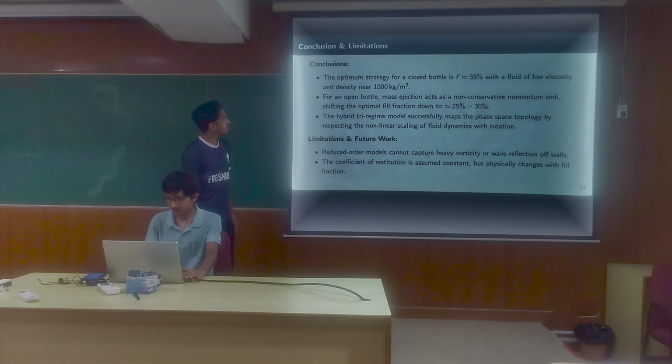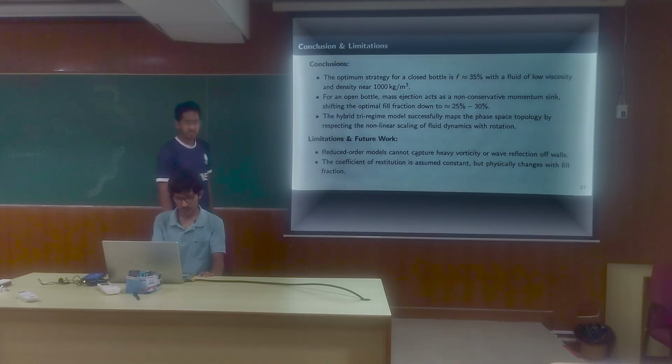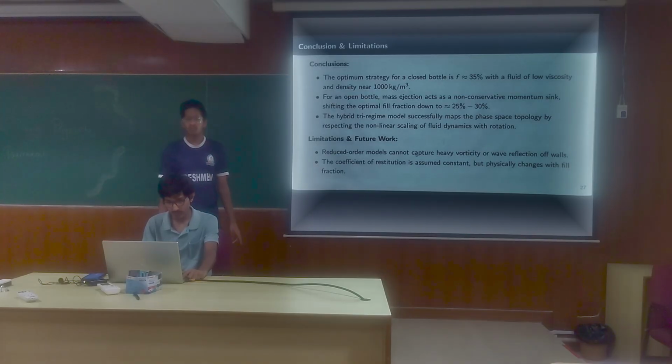Now moving on to our limitations and conclusions. So we find that the optimum strategy is a fill fraction of 0.35 for best results, and the density should be around 1000 kilograms per meter cube. And for an open bottle, the fill fraction is nearly 25 to 30%.